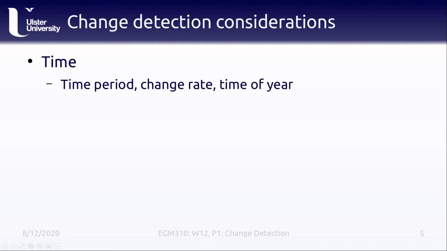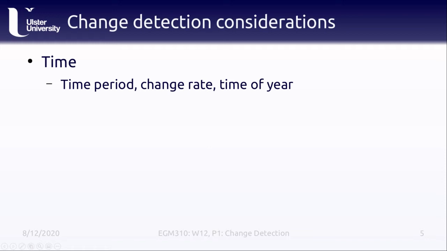When doing change detection, we have a number of considerations. The first is time. This can be the time period considered, the rate of change, so how much time has to pass before we can expect to see a change, or the time of year. Is there a seasonal aspect to the change that we want to see? For example, we wouldn't want to analyze vegetation changes by taking a winter image from one year and a summer image from another year. That wouldn't give us anything meaningful.